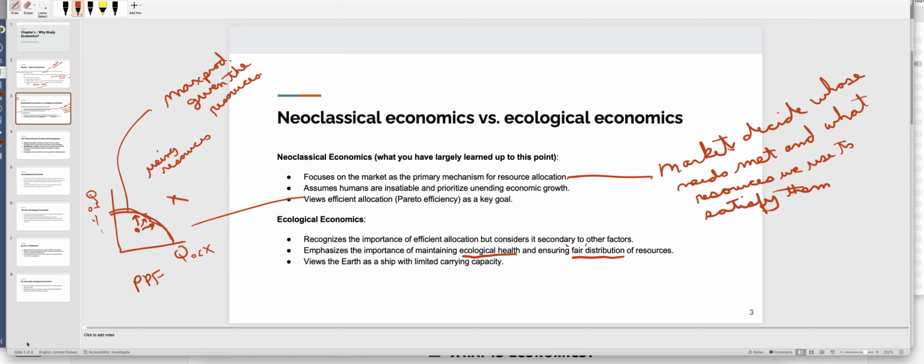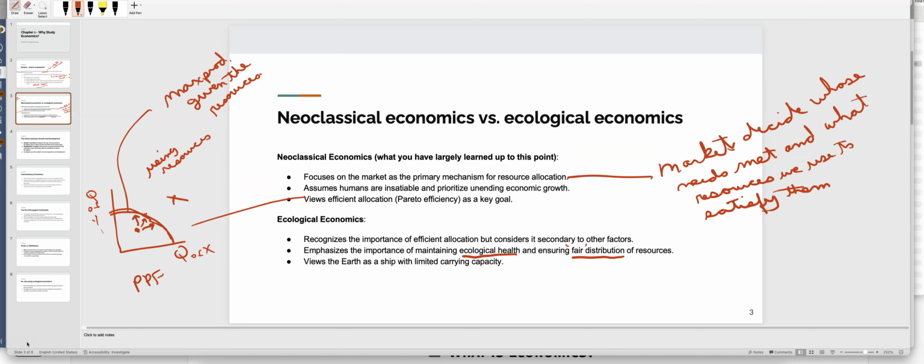But then we would also look at something like ecological health, right? So now we're balancing things. In ecological economics, we're balancing efficiency with ecological health, with fair distribution of resources according to some principle. And also, this third bullet point actually comes directly from another pretty important early ecological economist who described the Earth as a ship with a limited carrying capacity.